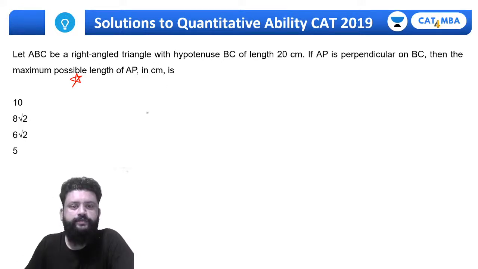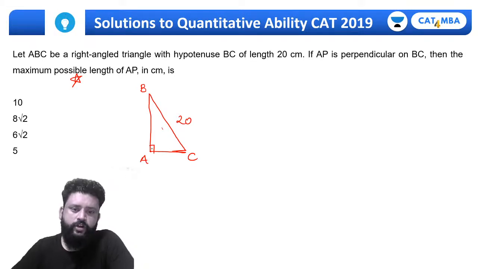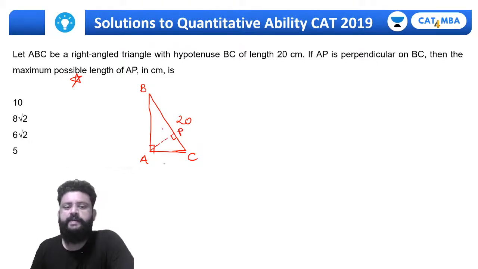Anyone who got the answer? And triangle ABC, the right angle triangle ABC. B and C, the hypotenuse of length 20, this is A, and if we draw a perpendicular, this is AP. तो AP का मैक्सिमम वैल्यू क्या होगा?